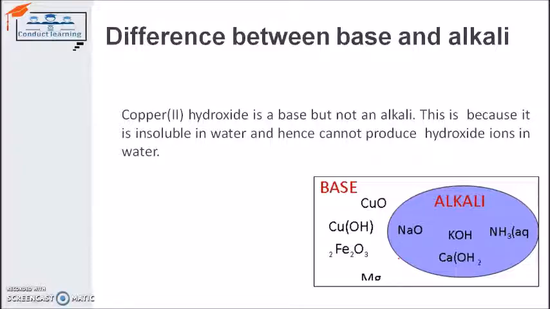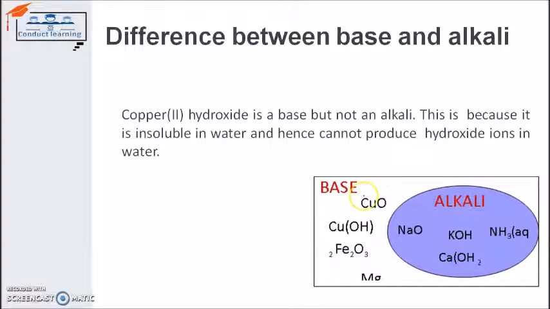Or you can also say, if a base put in water produces OH negative ions, that means it separates the molecules, converting the molecules of the base into ions, then it will be an alkali, otherwise it will not. So here copper hydroxide is a base but not an alkali. This is an example where the base is not an alkali.